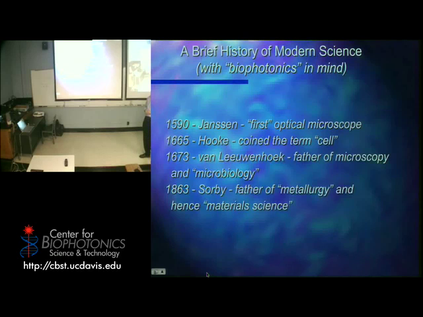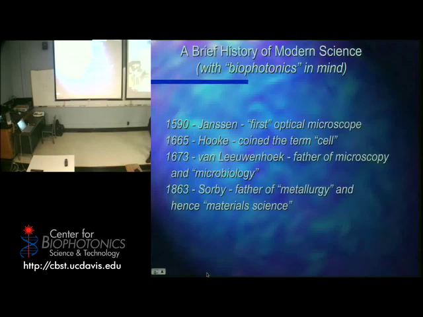The first person to really systematically and extensively use the microscope to look at biological materials was van Leeuwenhoek, a Dutch scientist, and we'll see a picture of him in a second. So he's credited as the father, to some extent, of microscopy, but certainly of microbiology. Everything we do today, looking at biology on a microscopic scale, really goes back to his pioneering work.